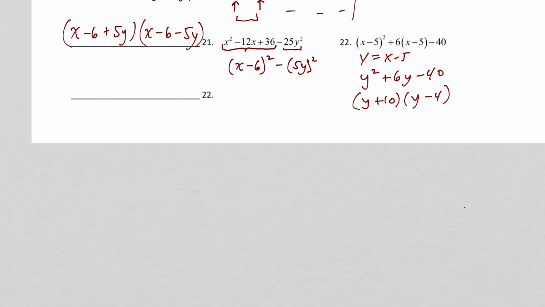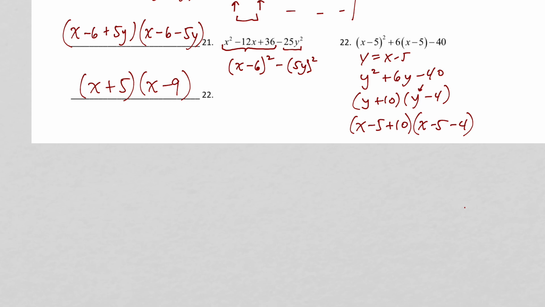And now we've got to resubstitute y with x minus 5. So we have x minus 5 plus 10, and x minus 5 minus 4. And so when we combine like terms, we'll get x plus 5 times x minus 9.